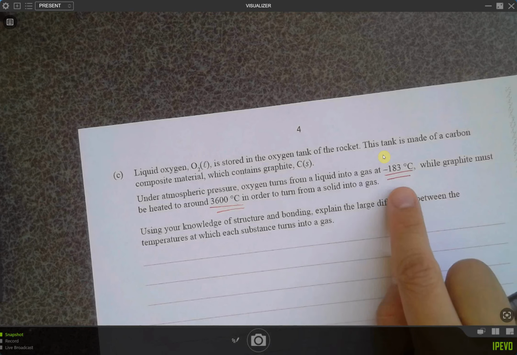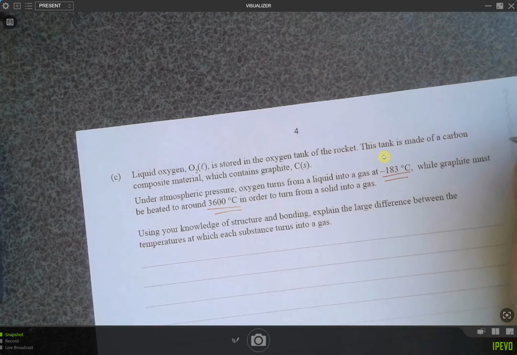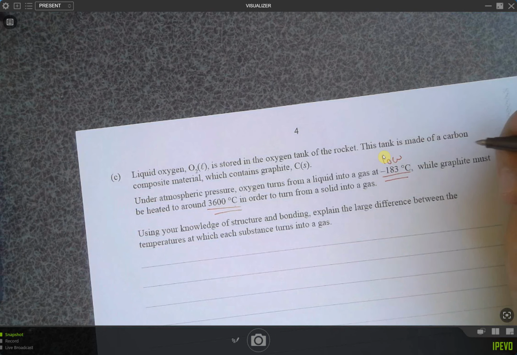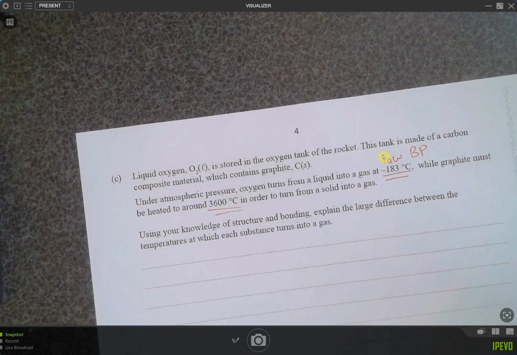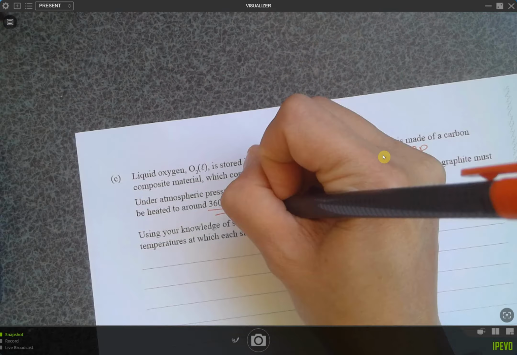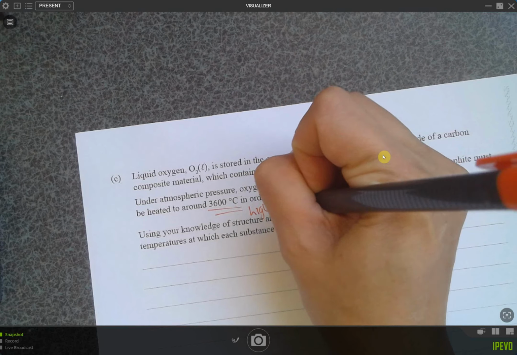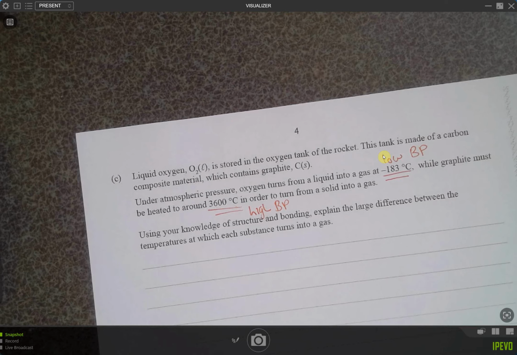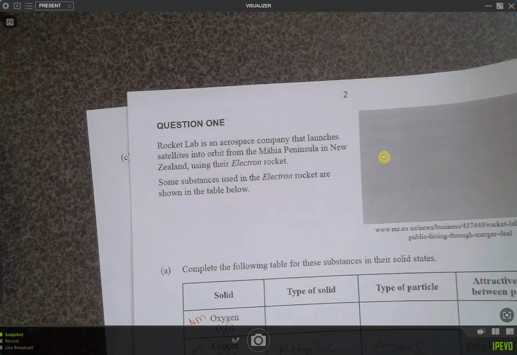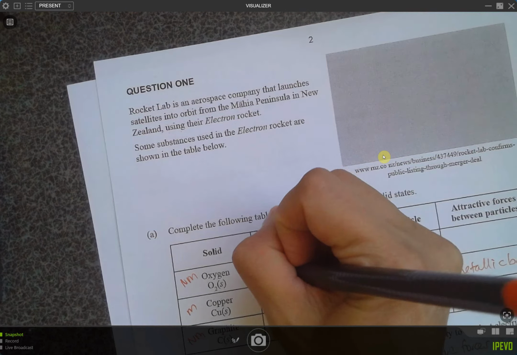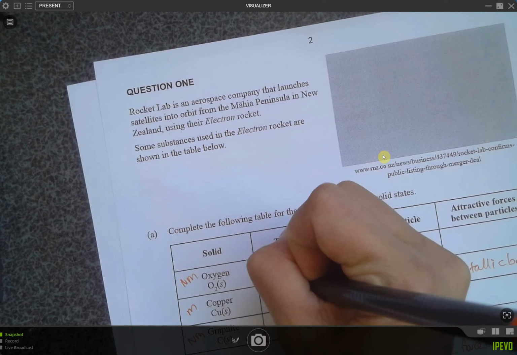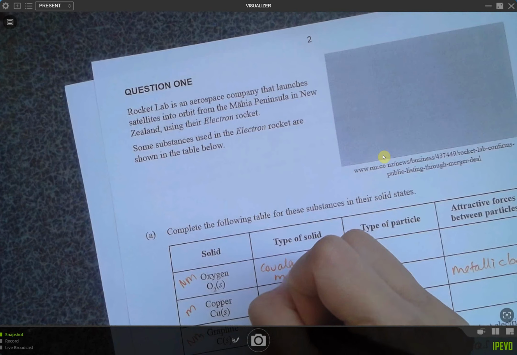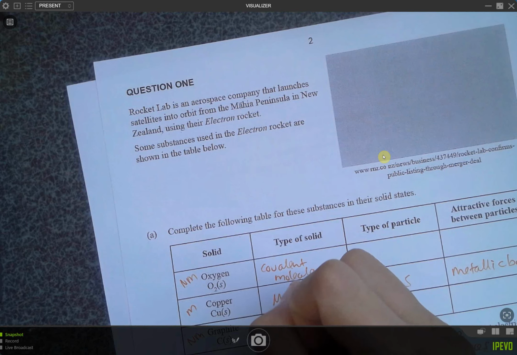What I can see here is that this one has a very low boiling point, whereas this one has a very high boiling point. Remember how we were talking about covalent molecular having really low boiling points. So that's how I can figure out that oxygen must be my covalent molecular, and then the graphite must be my covalent network.